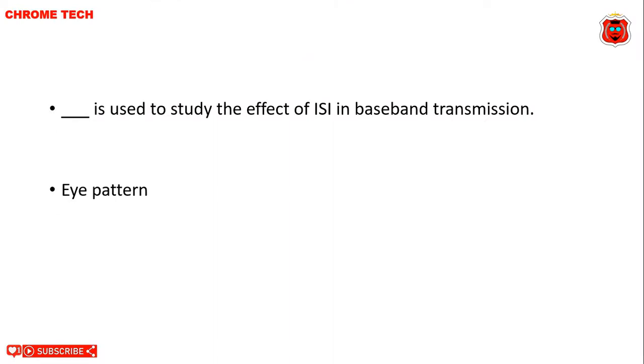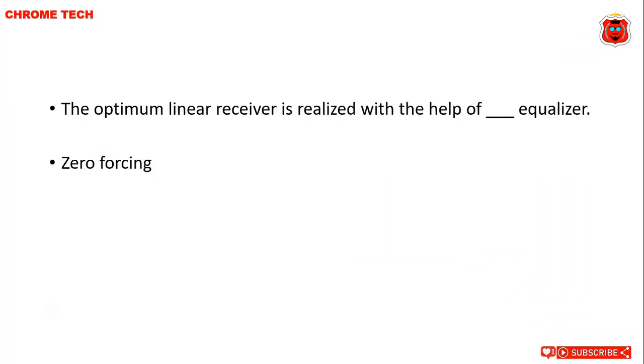Dash is used to study the effect of ISI in baseband transmission. I pattern. I pattern is the correct answer. I pattern is used to study the effect of ISI in baseband transmission. The optimum linear receiver is realized with the help of dash equalizer. Zero forcing.